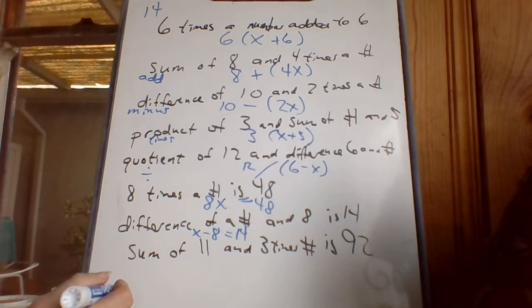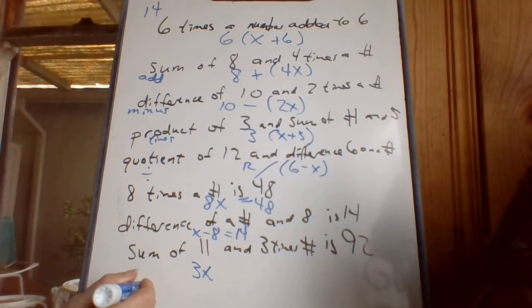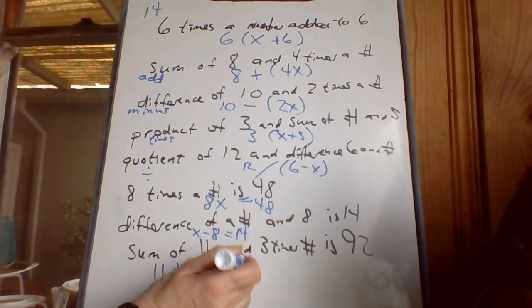Sum of 11 and 3 times a number. Okay, so I better do that 3 times a number first. The sum of 11 and 3 times a number is 92.